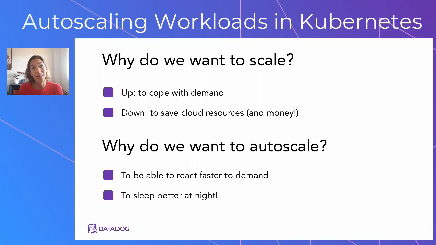When we scale up, usually it's to cope with demand. Suddenly we have new requests per second, and we want to cope with that demand. But we also want to go back and scale down, basically to save cloud resources, to save money. Why would we like to do that automatically with auto-scaling technologies? Basically to be able to react faster to changes. So suddenly there is a spike and you don't have to wake up in the middle of the night in order to scale your infrastructure.